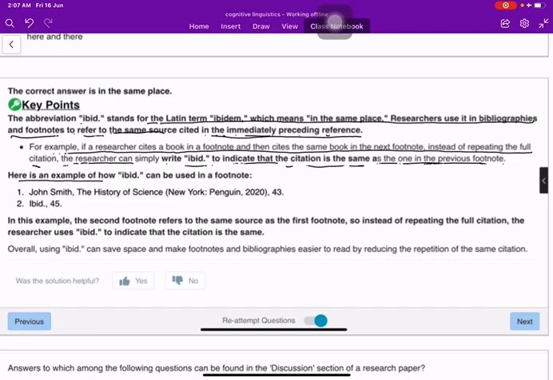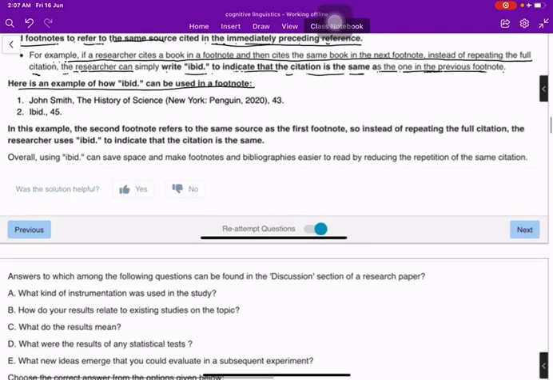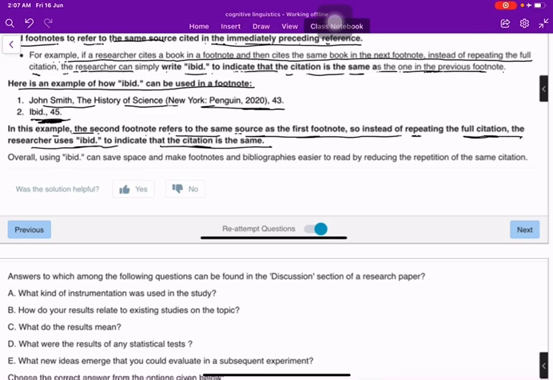Here is an example of how IBID can be used in a footnote. John Smith, The History of Science, New York, Penguin 2020, 43, IBID 45. In this example, the second footnote refers to the same source as the first footnote, so instead of repeating the full citation, the researcher uses IBID to indicate the citation is the same.